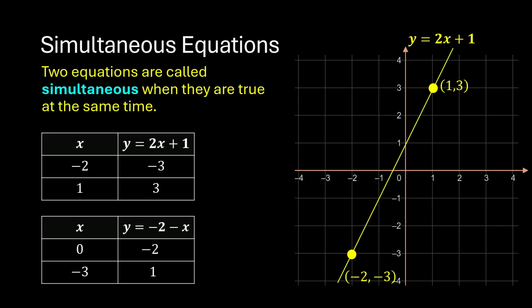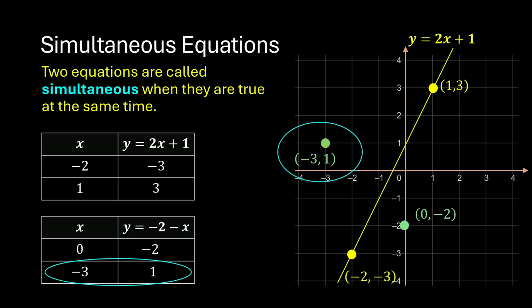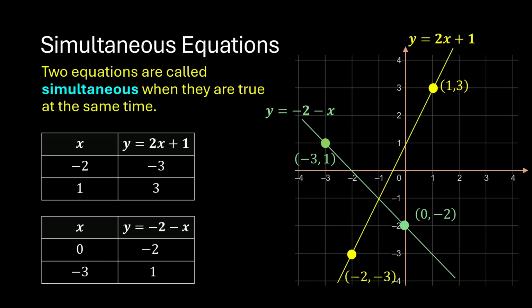Similarly, for y equals minus 2 minus x, when x equals 0, y equals minus 2 minus 0, which equals minus 2. So one of our points goes here, 0, minus 2, as shown. When x equals minus 3, y equals minus 2 minus minus 3, which equals 1. So we plot the other point, minus 3, 1, on our grid. And now we can join these 2 points to give us the graph of y equals minus 2 minus x.